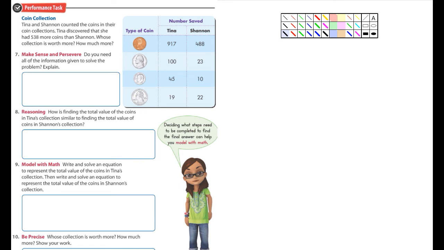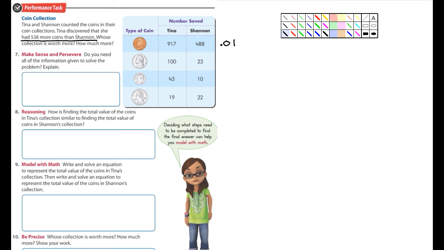Do you need all the information given to solve the problem? Well, you actually don't need the fact that she had 538 more coins than Shannon. So you could write that in there. And the reason is because all the coins have a different value. Well, what's the value of a penny? A penny would be 0.01.